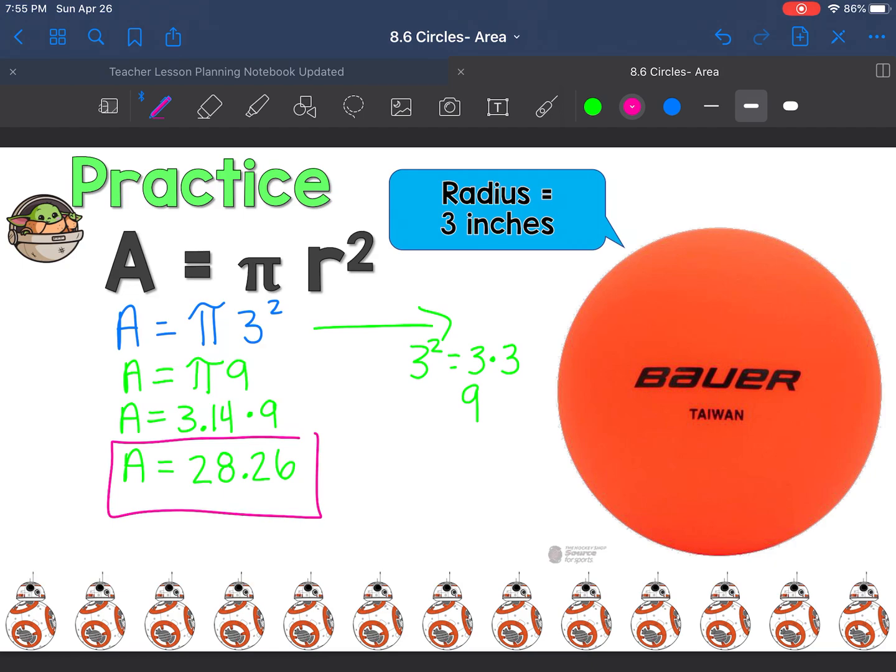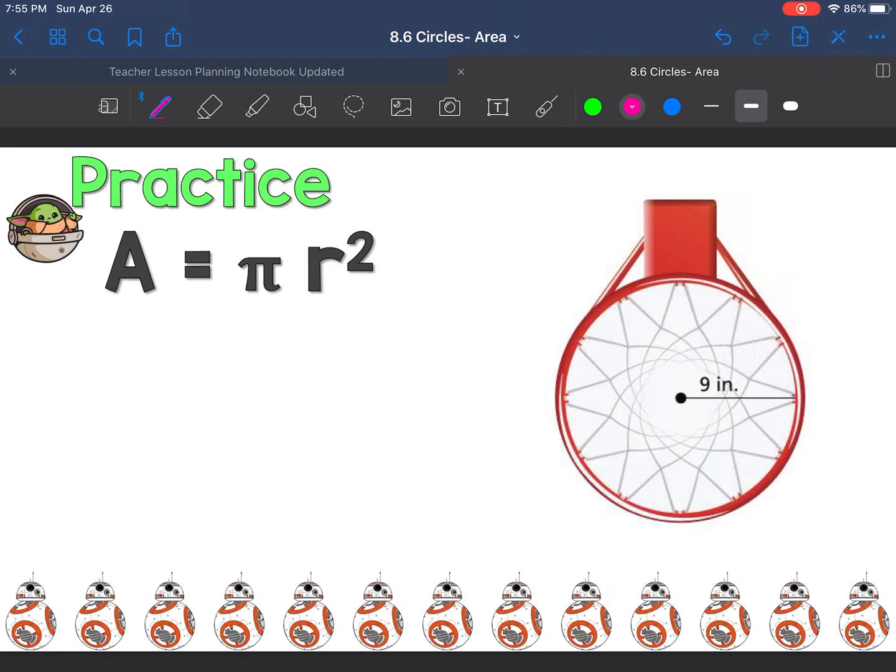Okay, so let's take a look at another problem that also gives me the radius. Now I have my basketball hoop. You'll remember this problem from our last video, hopefully. But now I want to figure out what the inside measure of this basketball hoop is. So just like before, I'm going to plug in my 9 inches, my radius. So I have area equals pi. Instead of my r for radius, I'm going to plug in 9 squared.